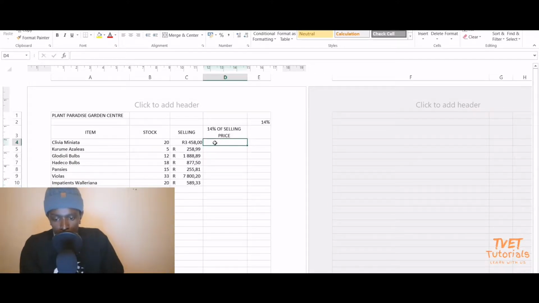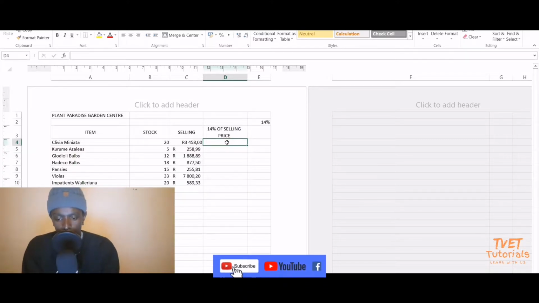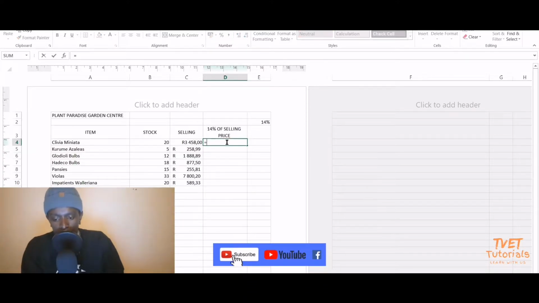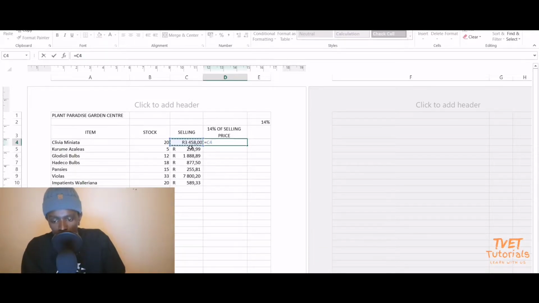So let's go ahead and determine 14% of this amount. To do that, we are going to insert the equal sign and then select this cell. Because we are trying to get 14% of this cell, we need to multiply. Once we have clicked multiply, this is where the trick comes in. To use absolute cell reference, we need to use a special character, which is known as the dollar sign. So we're going to insert our dollar sign here.